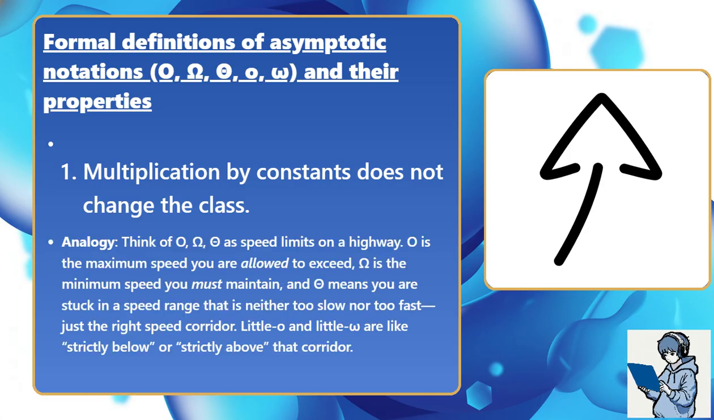Analogy, think of O, omega, theta as speed limits on a highway. O is the maximum speed you are allowed to exceed, omega is the minimum speed you must maintain, and theta means you are stuck in a speed range that is neither too slow nor too fast, just the right speed corridor. Little o and little omega are like strictly below or strictly above that corridor.